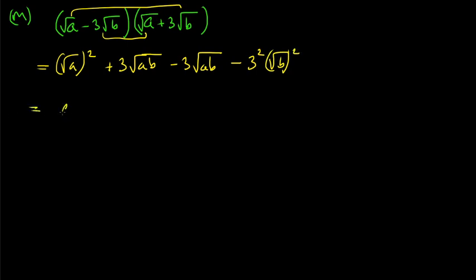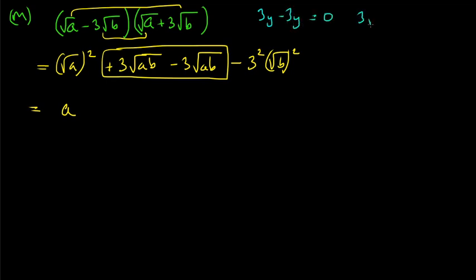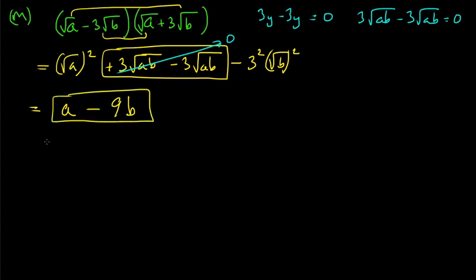All right, so square root of a squared is just a, because the index is also 2. That cancels the exponent. These two terms add up to 0. So whatever the square root of ab is, you're just subtracting 3 square root of ab minus 3 square root of ab. That's also 0. So this just adds up to 0. And then minus, I already had 9. 3 squared, 3 times 3 is 9. And then square root of b squared is just b. So this is a minus 9b.